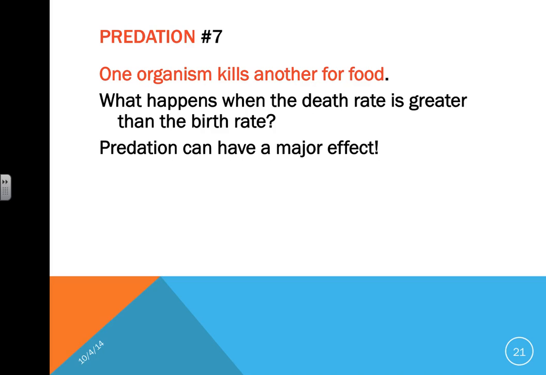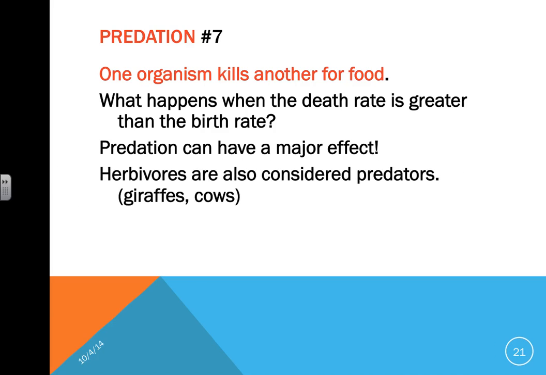Predators can really increase the death rate, and if they do that to the point where it exceeds the birth rate, the population will go down. Now, keep in mind that herbivores are also considered predators. Remember, herbivores are animals that eat plants, such as giraffes and cows and horses, etc. And so they're considered predators on plants. And so they can really make the plant population go down or keep it under control.